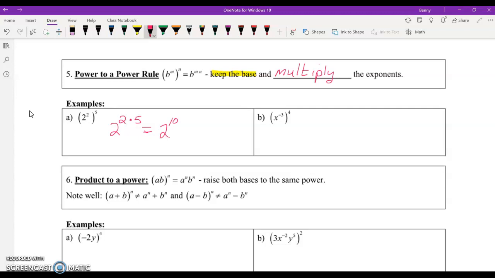For example B, we would keep the base of x, and then we would multiply the powers, negative 3 times 4, and that would give us an answer of x to the negative 12th power. But as we saw earlier, we cannot have negative exponents, so we would rewrite this. Remember, the negative exponent means it's going to switch places. So we would rewrite this as 1 over x to the 12th power. When it switches places, it's going to change signs on the exponent.